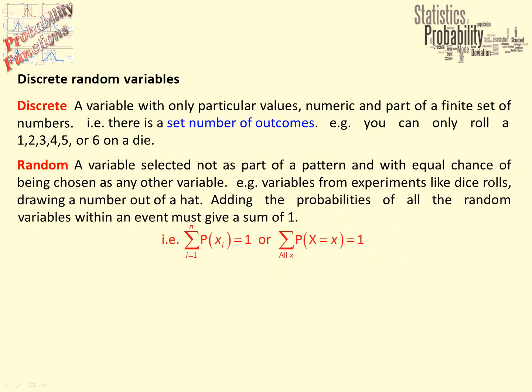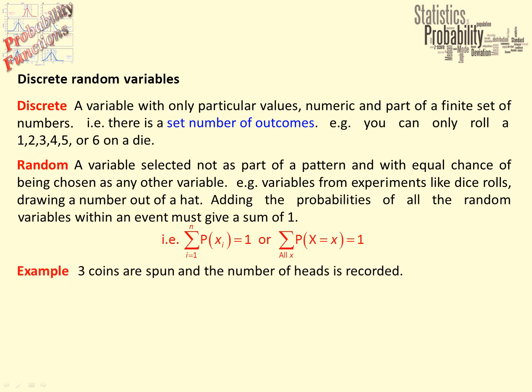Adding all the probabilities of the random variables, all of them within an event, must give the sum of 1. We've already established that. Sigma i equals 1 to n, p(xi). So p(x1) plus p(x2) plus p(x3) to p(xn) is 1, or the sum of all x, little x, where p, that discrete random variable, is equal to the values that little x can take on, is equal to 1.